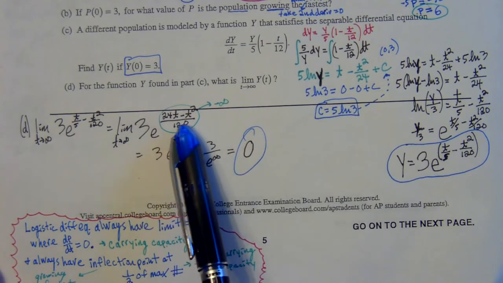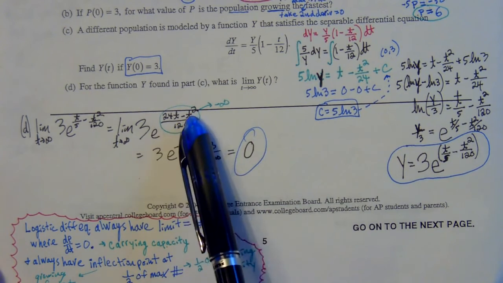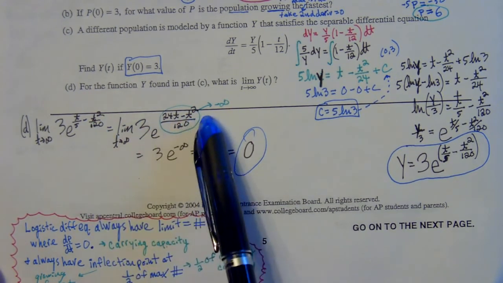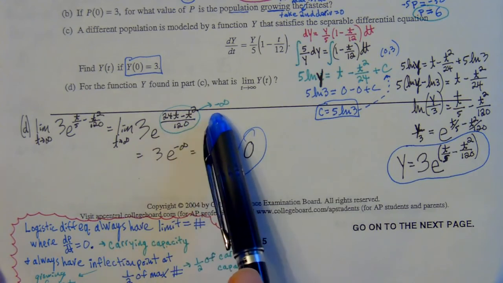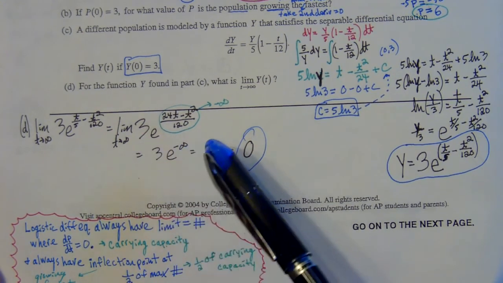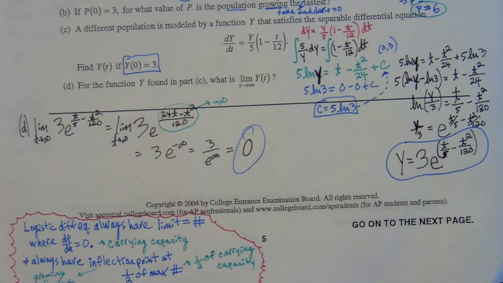And then I knew that was going to be a negative infinity on the top because it was negative t squared. You look at that highest exponent. I guess you could have done that over here, but that's negative infinity. So we get 3e to the negative infinity. And remember the negative exponent, that's like 3 over e to the positive infinity. That's like 3 over infinity, which is equal to 0 there.